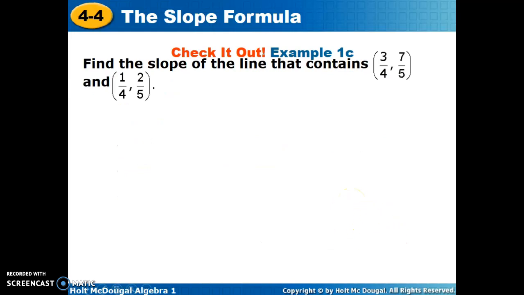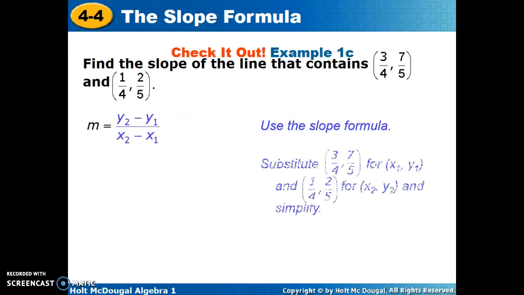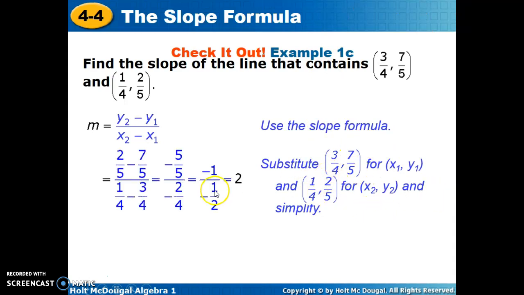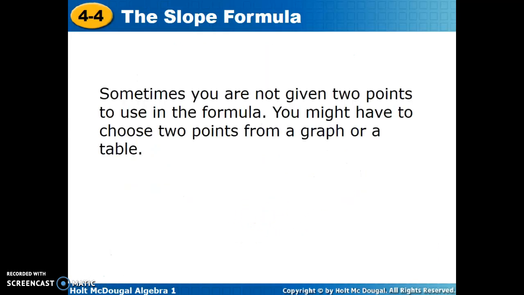Now, what about fractions? Well, it's the same exact thing. We're going to identify which point we want for x1, y1 and x2, y2 and simply substitute into the formula. They have used 2/5 for y2 minus 7/5 simplifies to negative 5/5 or negative 1. And in the denominator, 1/4 minus 3/4, negative 2/4, which is negative 1/2. We're asking how many halves are in one whole thing. The answer is 2. So our slope would be 2.